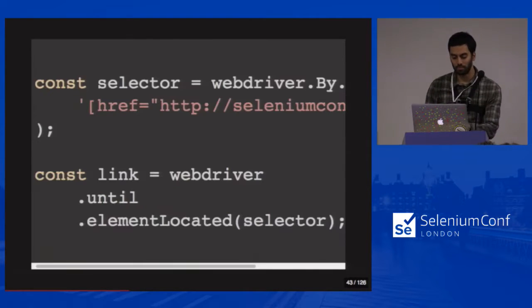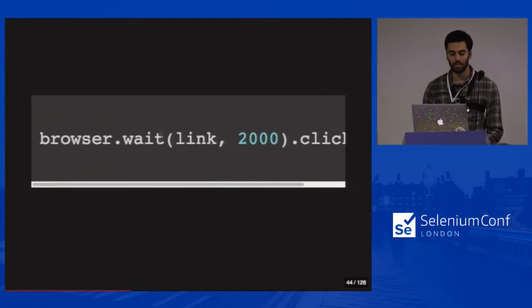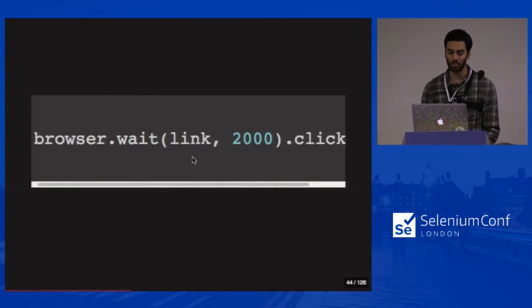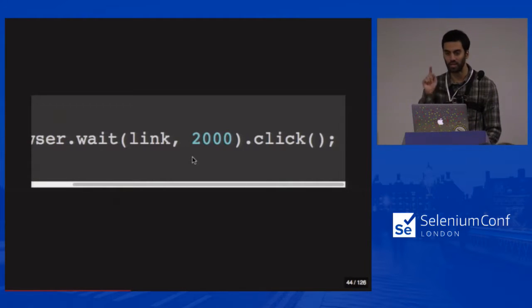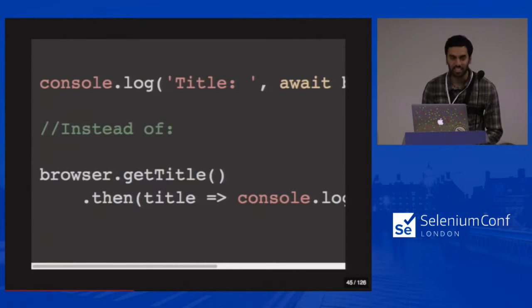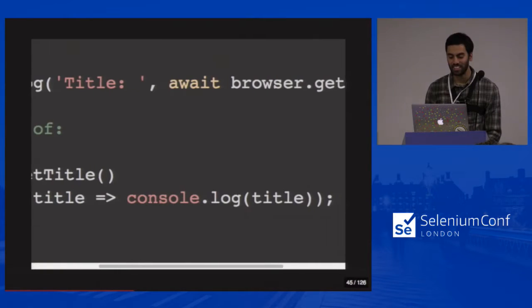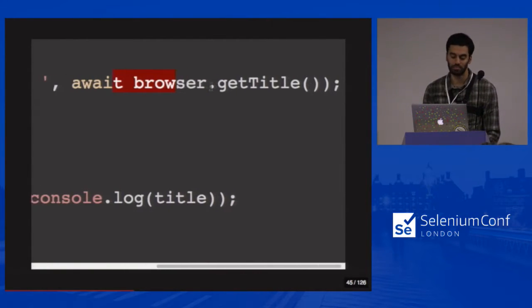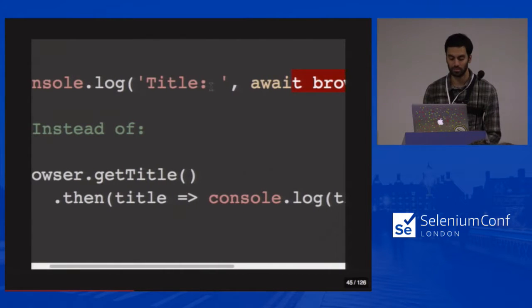Okay, and so this bit is defining the selector that's being waited for, but then we actually have to wait for it. So, whoops. Then we say browser.wait, and finally we click on the link. And then, I know it's a lot of code, sorry. It's really simple, actually. We just await browser.getTitle. That's it.